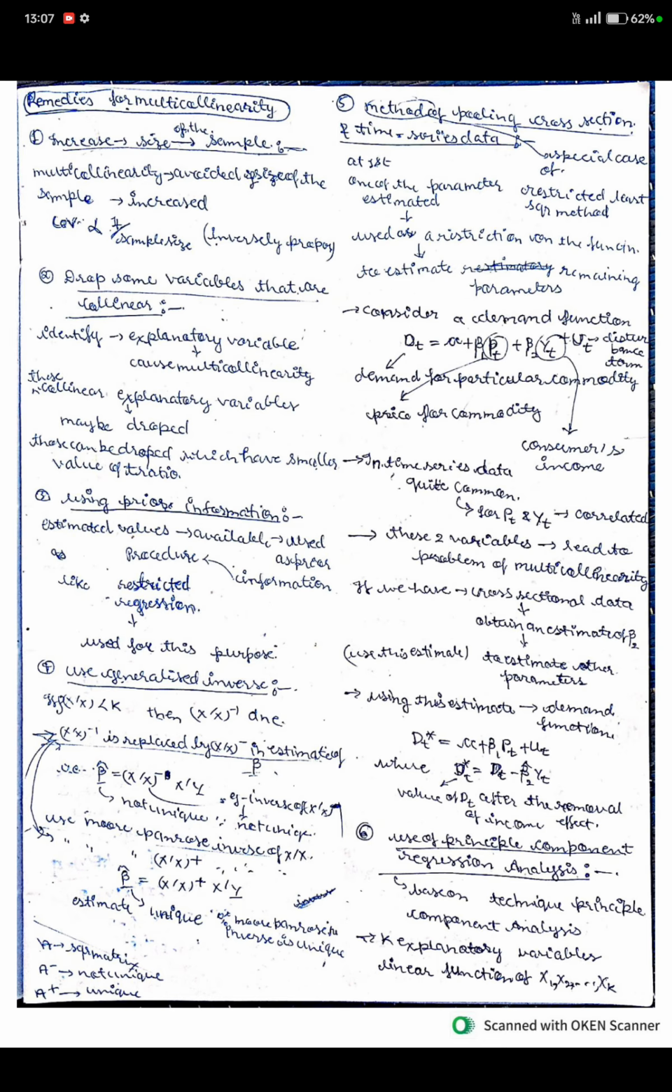If we have cross-sectional data, obtain an estimate of beta 2. Use this estimate to estimate the other parameters, by applying it to the demand function. So Dt star equals alpha plus beta 1 Pt plus ut, where Dt star equals Dt minus beta 2 cap Yt, which is the value of Dt after the removal of the income effect.